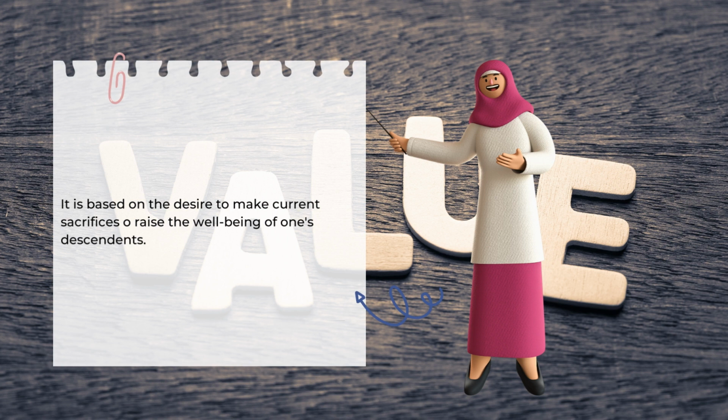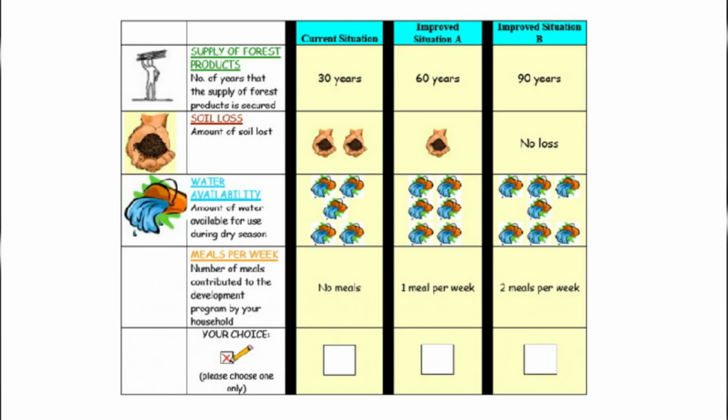Now, this is a very important framework and background concept when we talk about sustainability. Bequest value is also value placed on conserving resources for future generations. So, this can be for 30 years, for 60 years and 90 years. So, how do we improve the situation from the current situation?